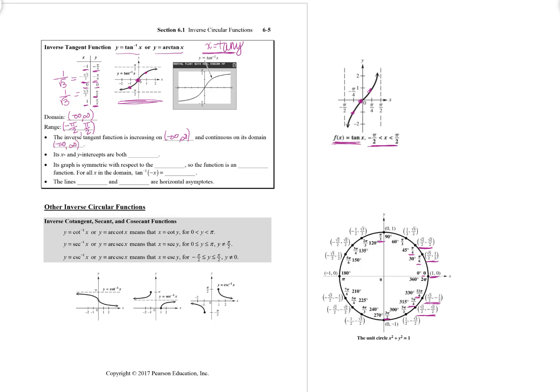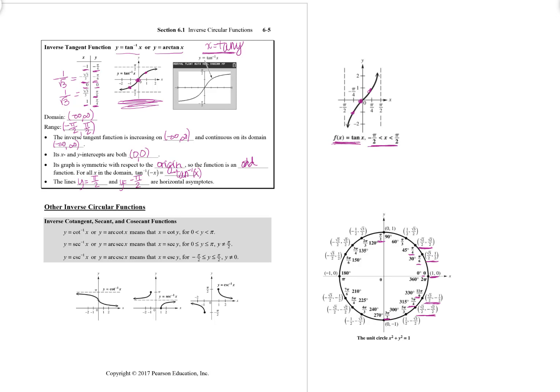Its x and y intercepts are both 0, 0. It's symmetric with respect to the origin, so the function is an odd function. And for all x in the domain, inverse tangent of negative x is equal to negative inverse tangent of x. And then the lines y is equal to pi over 2 and y is equal to negative pi over 2 are horizontal asymptotes. You can see that there in this graph here.